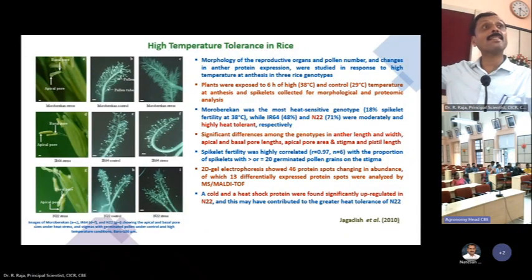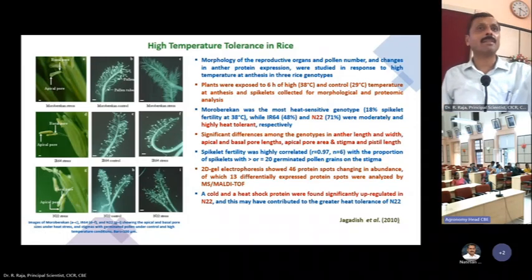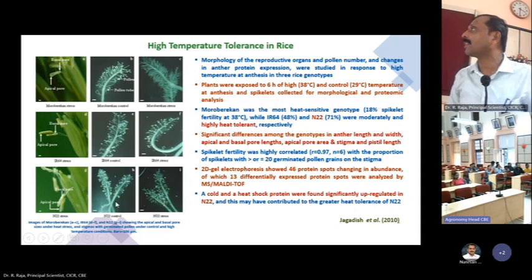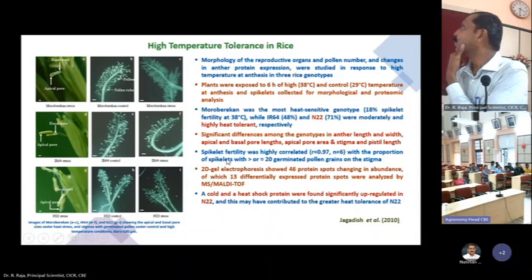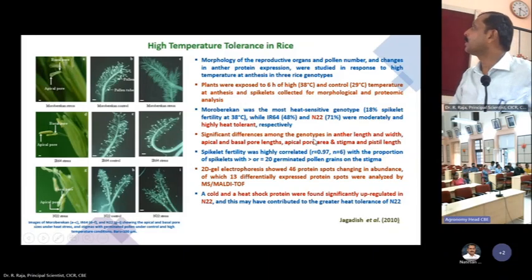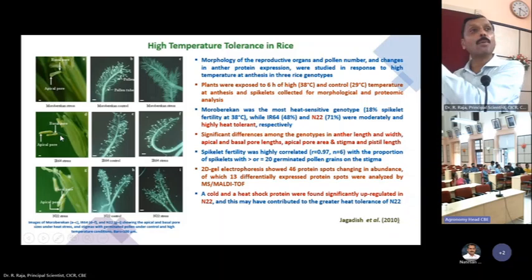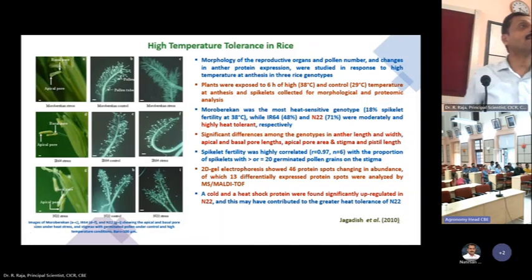Even for high temperature tolerance, the science behind it has also been demonstrated. For example, this particular genotype is highly sensitive to high temperature. At the time of flowering, if temperature exceeds a particular level, the pollen will become sterile and the stigma receptivity will become very low. So the fertility will be very low. But this is a tolerant one. You can see how many fertile spikelets it has. Among the genotypes, they are looking at anther length, width, as well as pore length. Some have the pore on the apical side, some on the basal side. Those things contribute to tolerance.